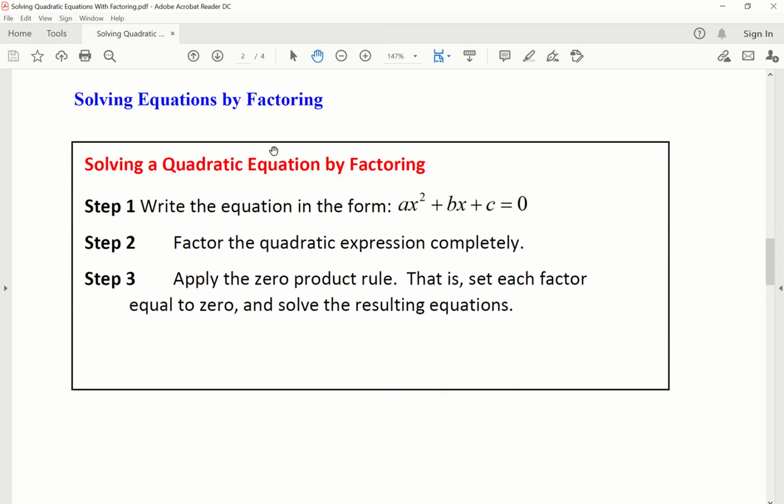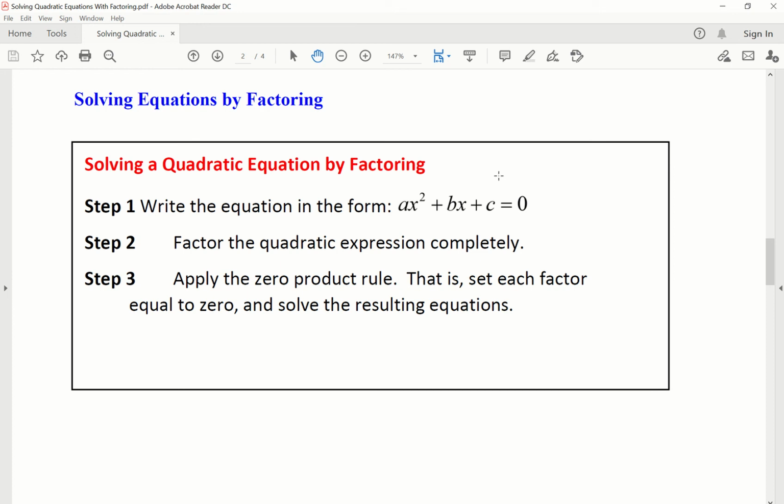Now this brings us to solving equations by factoring. In order to solve a quadratic equation by factoring, the first step we want to do is write it in standard form. Again, standard form means we want one side to be equal to 0, and then on the other side we want all of our terms to be listed in terms of decreasing powers of x. So we want the x squared term first, then the x to the first power term, and then the constant term.